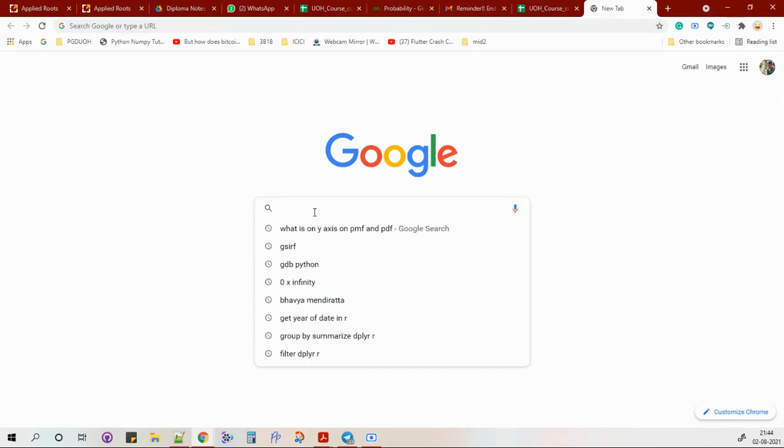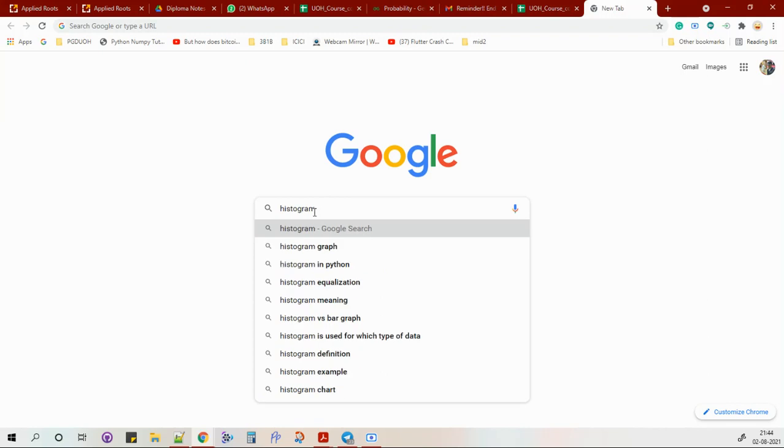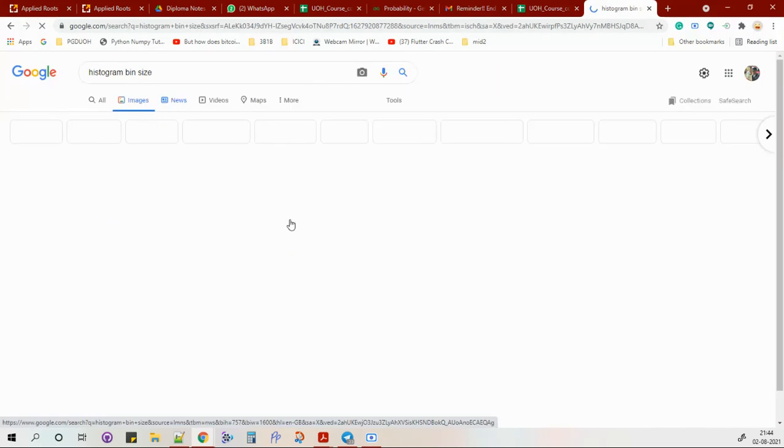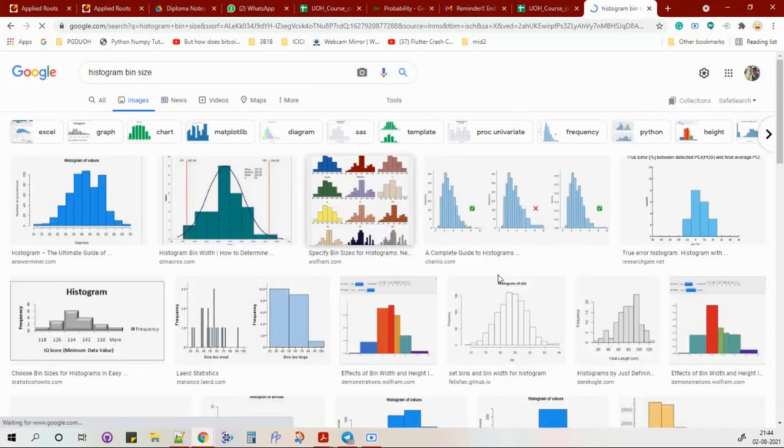Yes, you need to give explicitly how many bins you want. Histogram bin size, we have plotting with the number of bins. I'm just trying to show you how the bin size will affect the result.